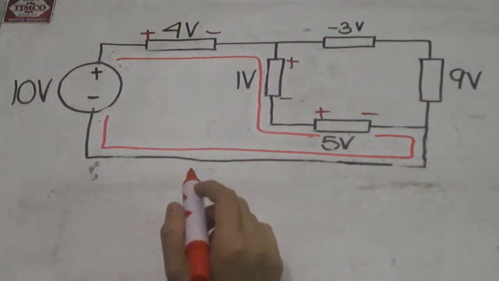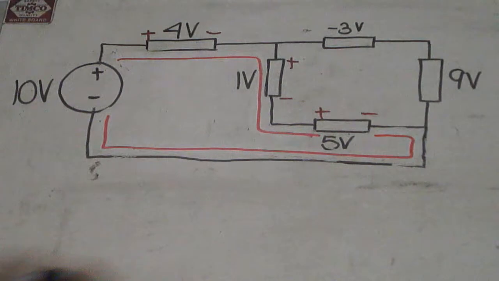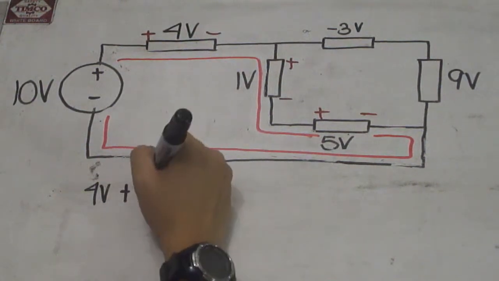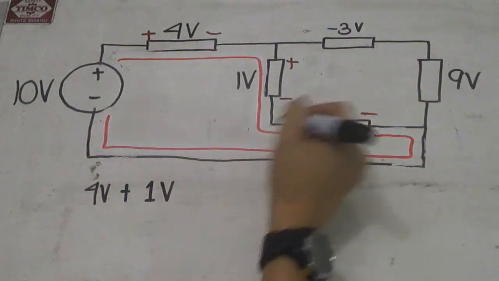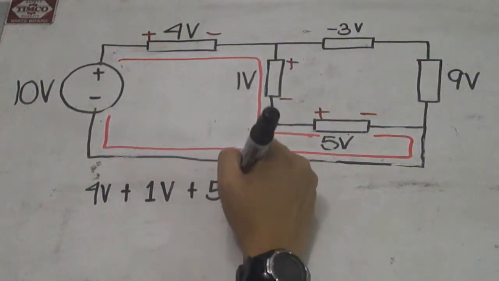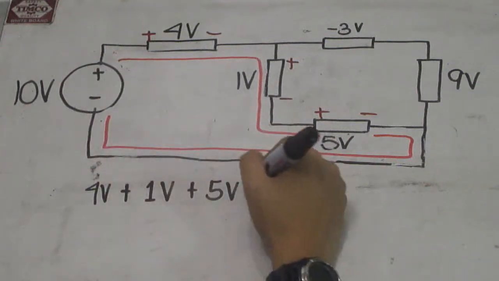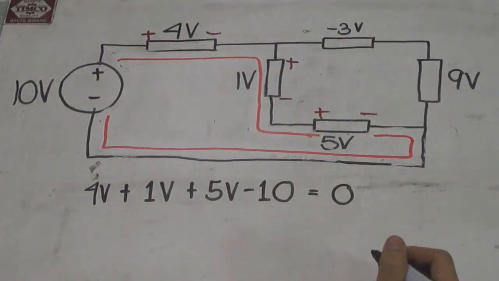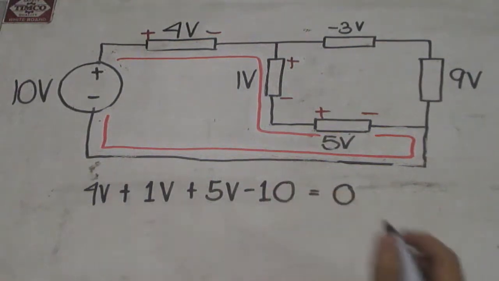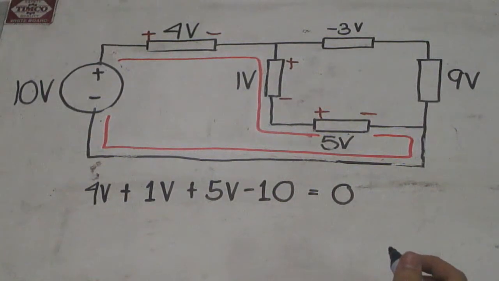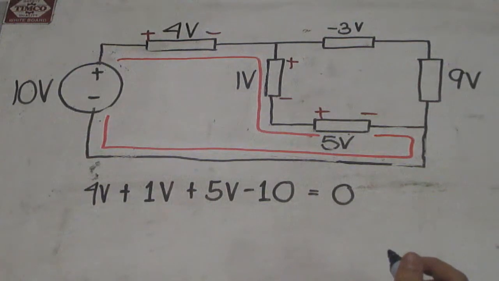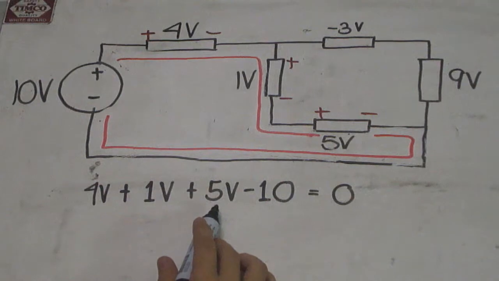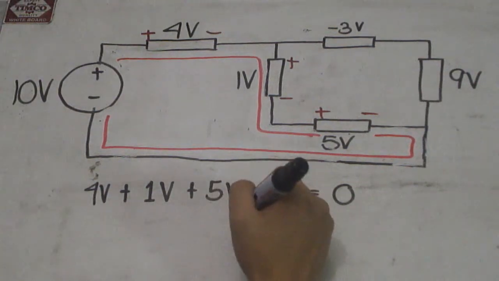So using KVL in this closed loop, we will have 4 volts plus 1 volt plus 5 volts going back to negative 10 volts and equating it to 0 because of the definition of the KVL. Because of this equation, we can prove that the summation of all voltages in a circuit or in a closed loop is equal to 0. Because 4 plus 1 plus 5 is equal to 10, minus 10 is equal to 0.